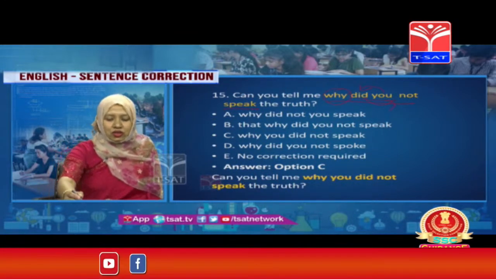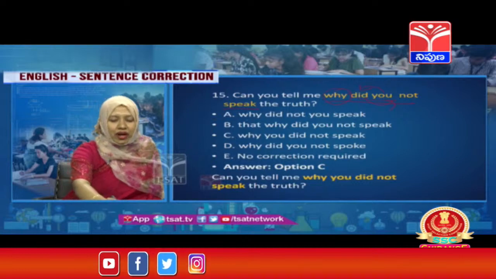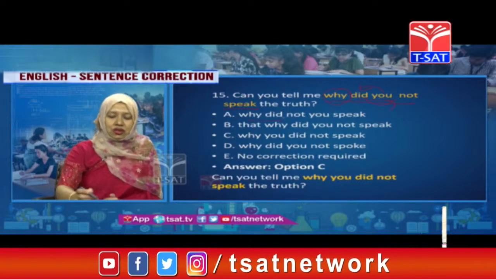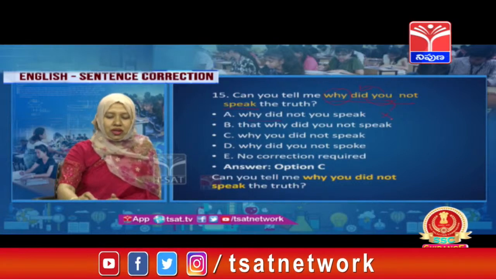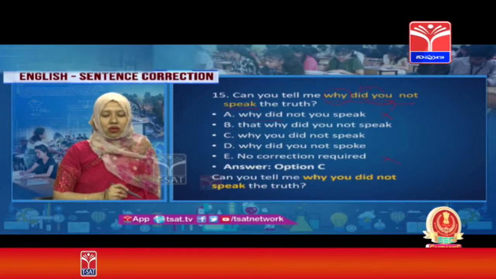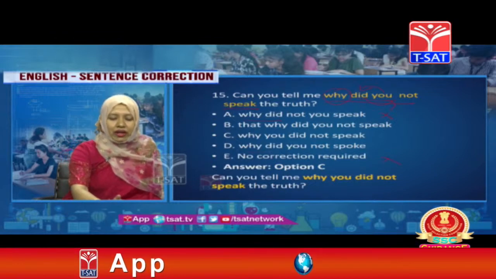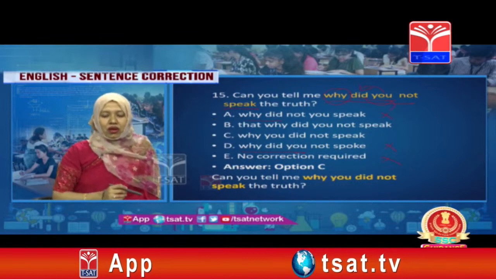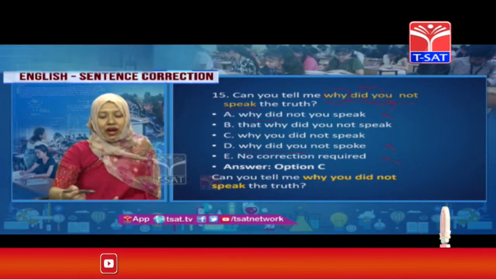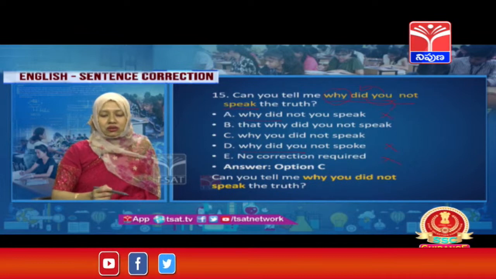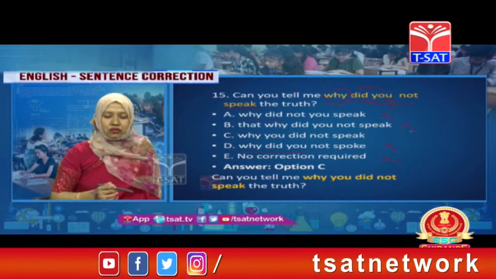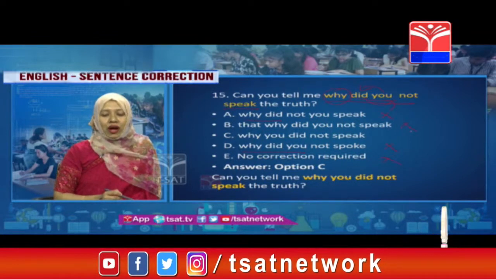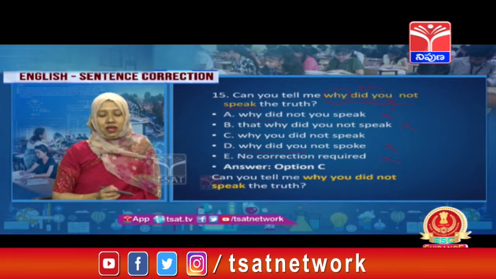So if you see the first option, option A, why did is starting. So this option is wrong. Because there is a mistake, option E is wrong. Again here, why did you is given in option D. This is wrong. Can you tell me that why did you not speak the truth? That is also wrong. You are asking a question, so it should be why. You are left with option C.